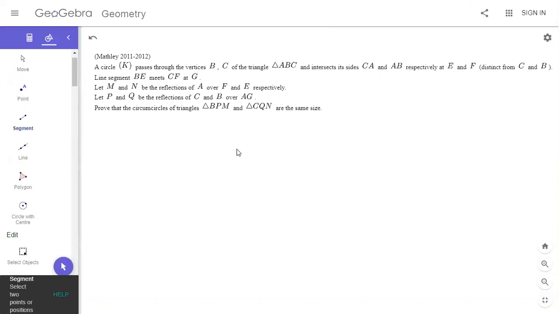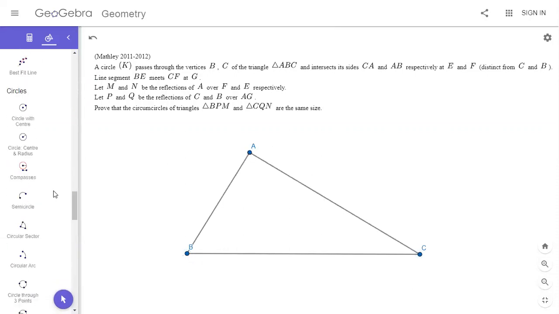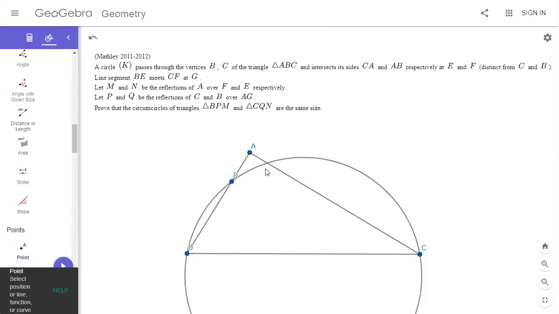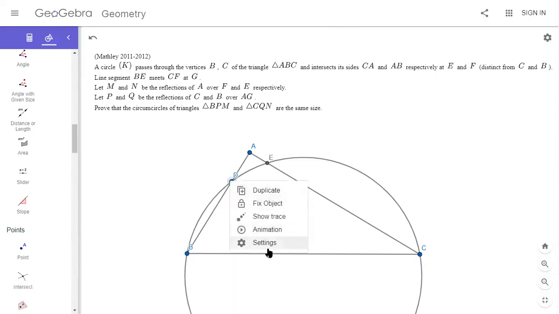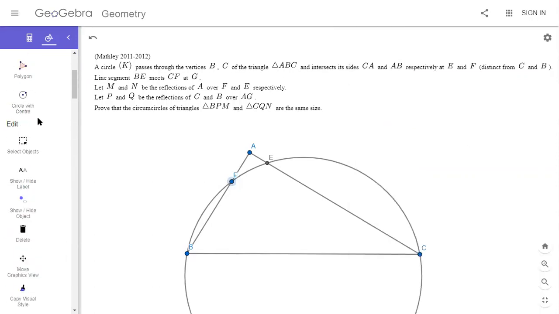So we have a circle passing through the vertices B and C of triangle ABC, and it intersects the sides CA at E and AB at F. And then BE meets CF at G.